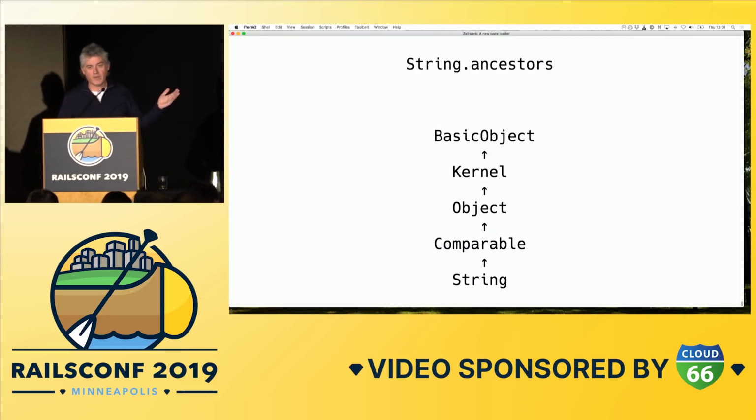Then we have the concept of ancestors of a class or module that you all know. That is the ancestor chain that we use to resolve methods. This is an example with a string. You can inspect that as well.